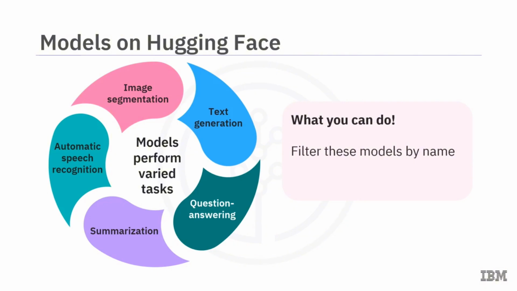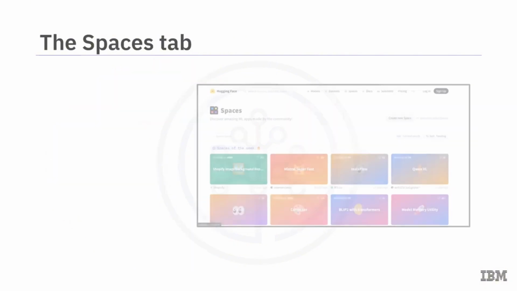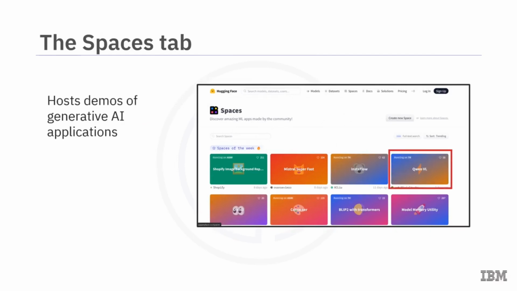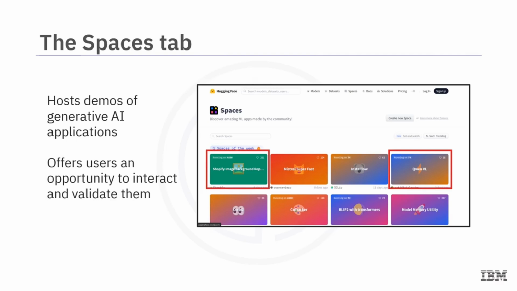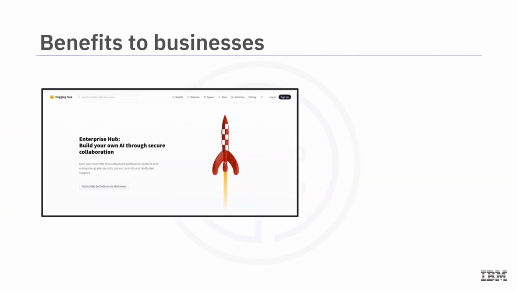Users can filter these models by name to find an existing model or share their own model with the library. Developers can also host demos of generative AI applications on the Spaces tab, allowing users to interact and validate them. How do businesses benefit from the platform?